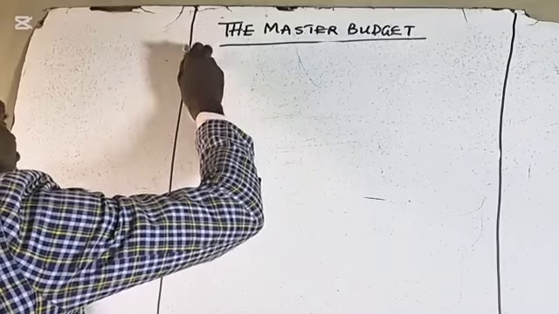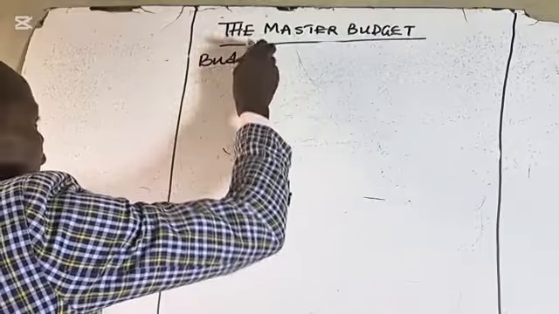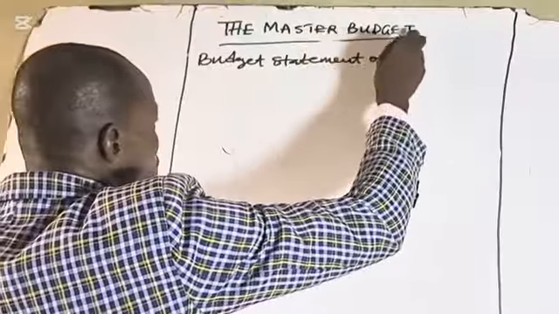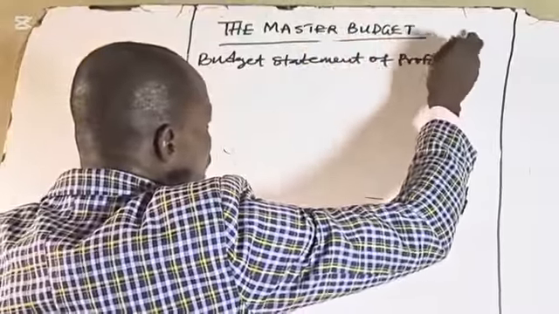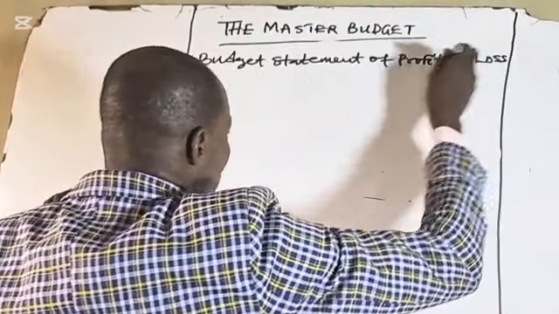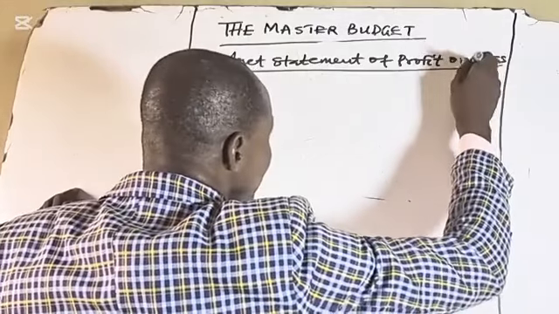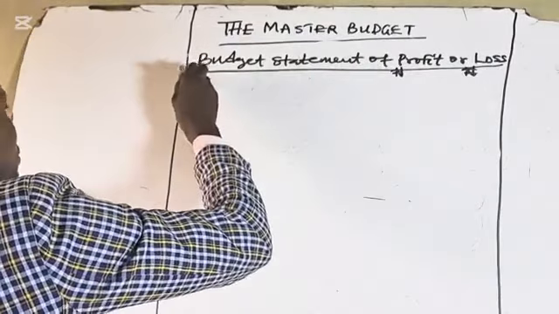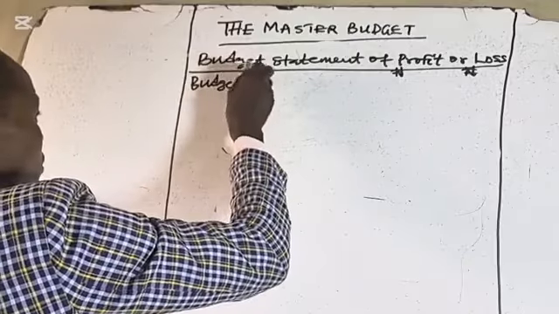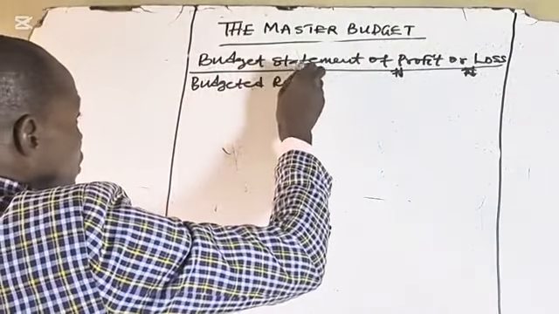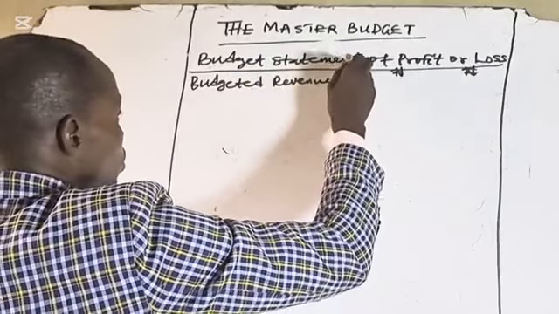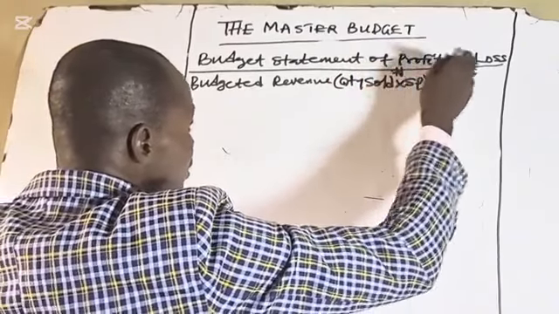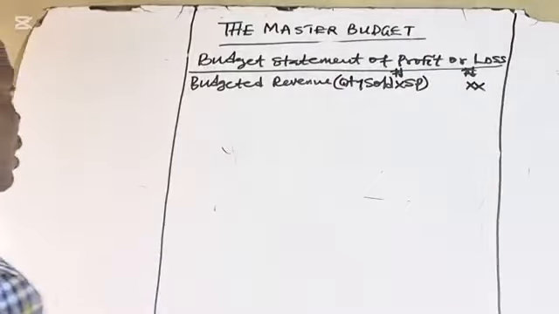Format of the budgeted statement of profit or loss. The starting point is the budgeted revenue, which will be quantity sold times selling price. So this will give you the budgeted revenue.